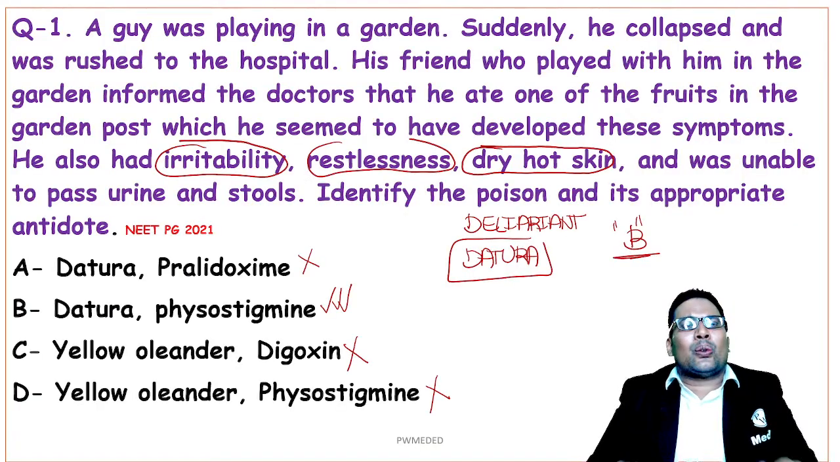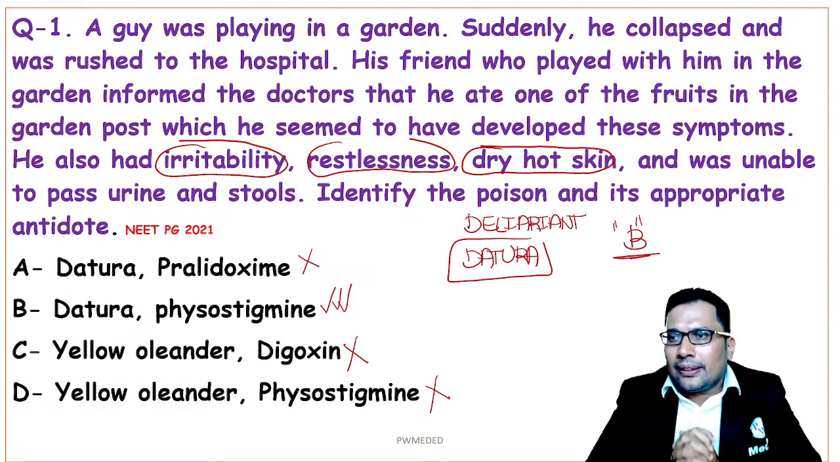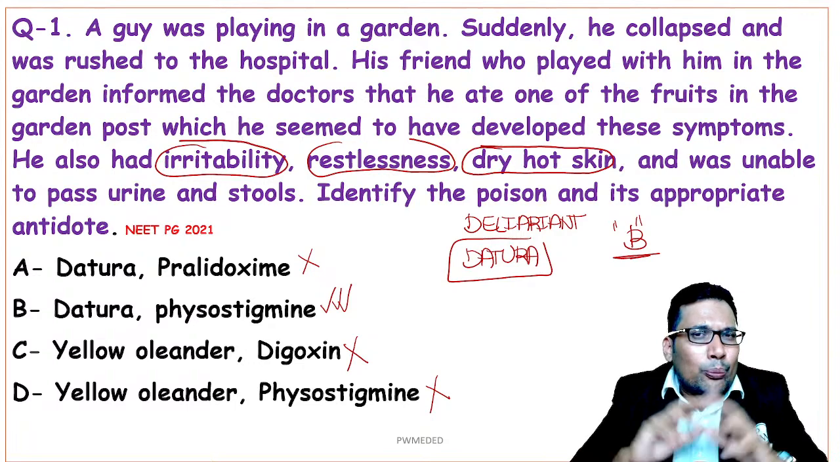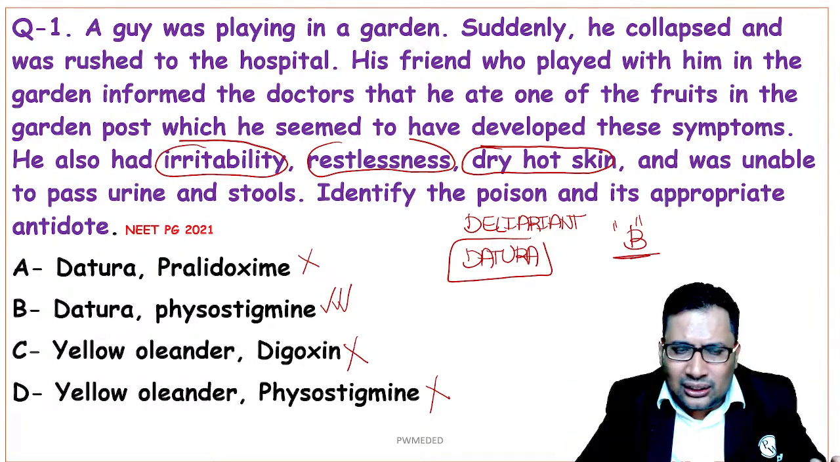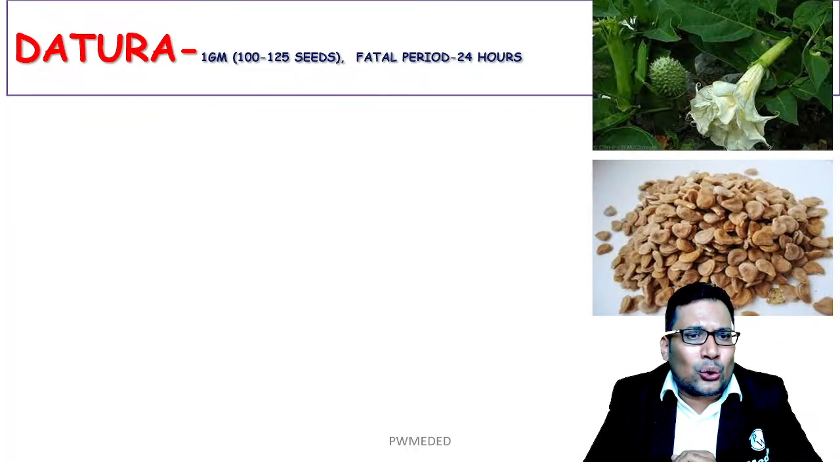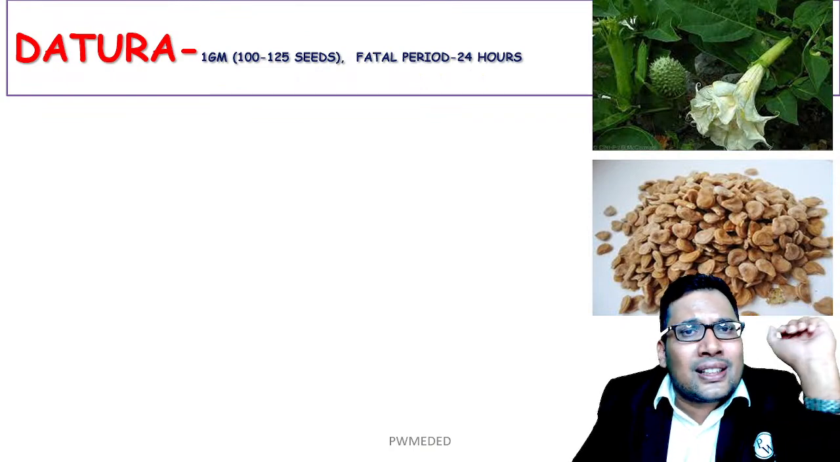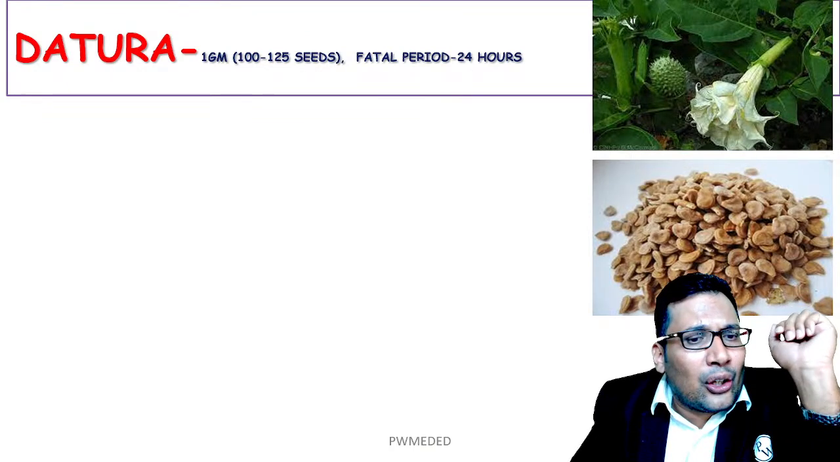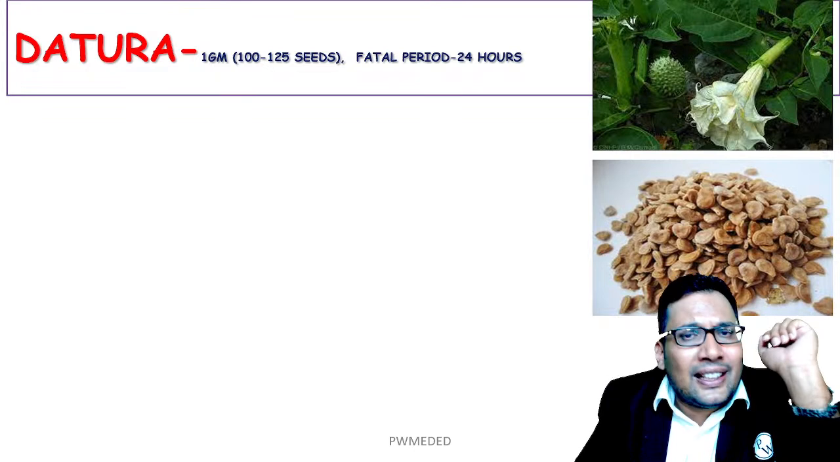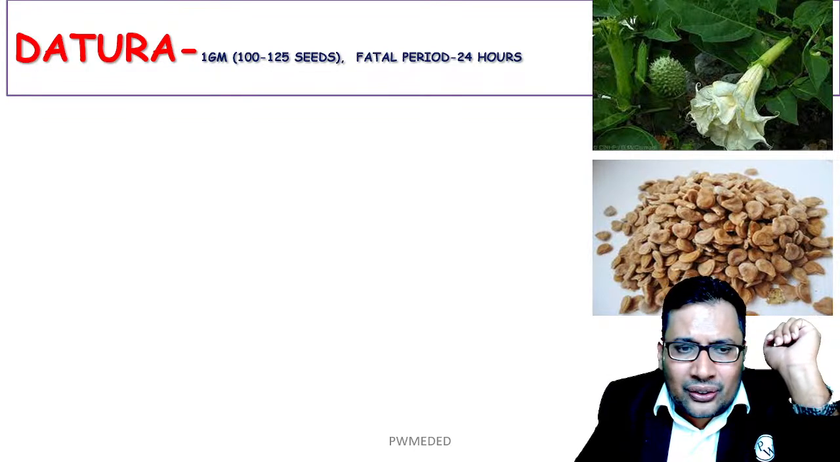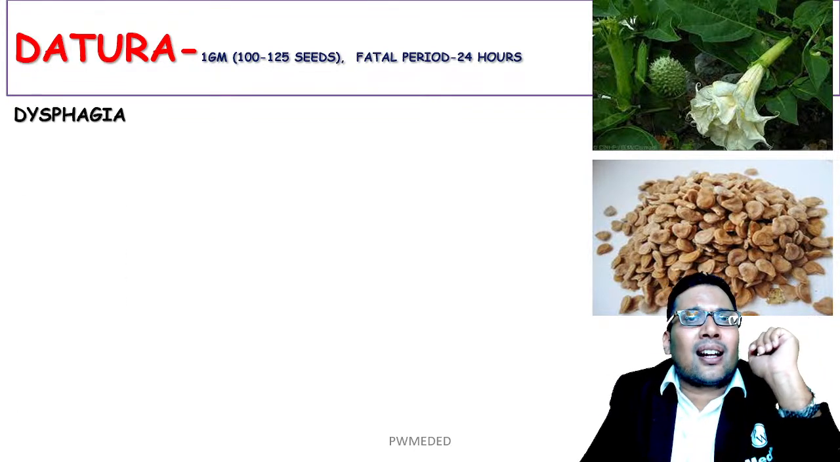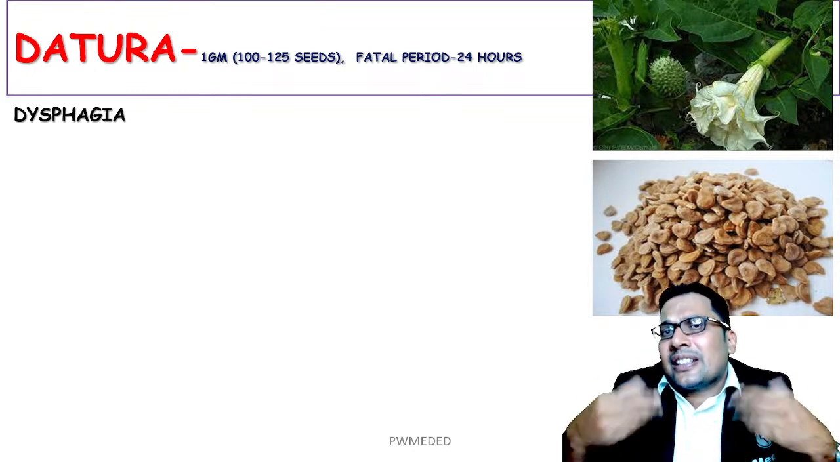So Datura is one of the very commonly asked topics. You must know in and out of the Datura. I will discuss a few points about the Datura. Datura fatal dose is 1 gram, around 100 to 125 seeds. The fatal period is around 24 hours.